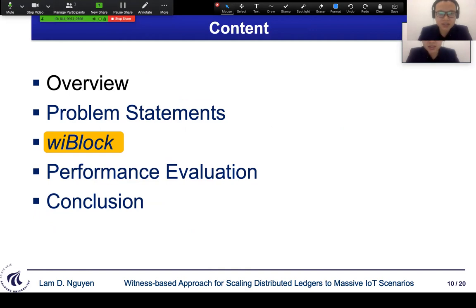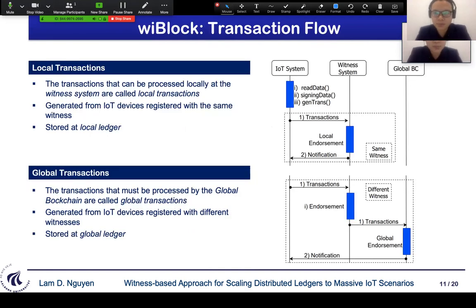As I mentioned before, in WitBlock we redefine the traditional transaction of blockchain into two types: the local transaction and the global transaction. With local transactions, the transactions are generated from IoT devices which are registered with the same witness, and the local transactions will be stored and processed at the local ledger. The transaction can be processed locally in the witness system without going out to the global blockchain.